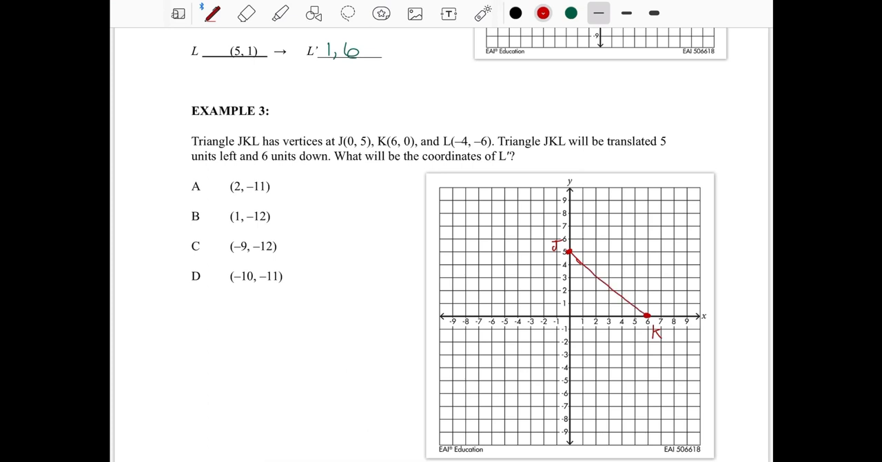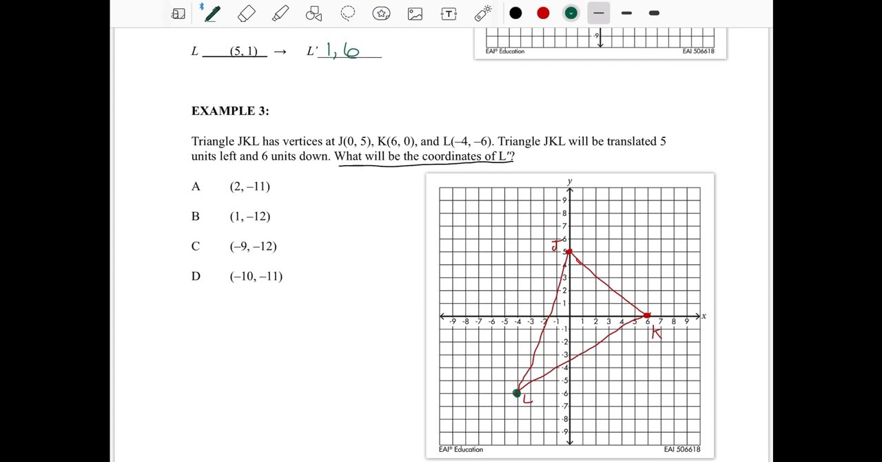And then the last one is going to be L. L is at negative 4, negative 6. That's going to be L. Now, after we connect the triangle, in this one, they're not asking for all of them. They only specifically ask for the coordinate of L prime. So we only have to focus on one point at this time, which is L. We don't have to move all of them.